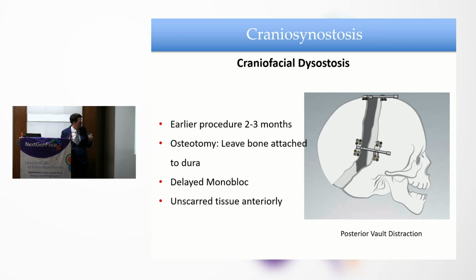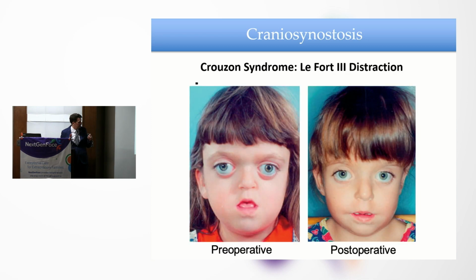More recently, that protocol has been changed to do an earlier posterior vault distraction. There are some advantages because it can be done earlier. You can leave the bone attached so it's less bloody. You leave it attached to the dura, and then if you get enough correction, you don't have to address the front part. You can delay the monoblock and operate in pristine tissue later in life. So this posterior distraction has changed our protocol, I would say, in the last 10 years to deal with craniofacial dysostosis patients.